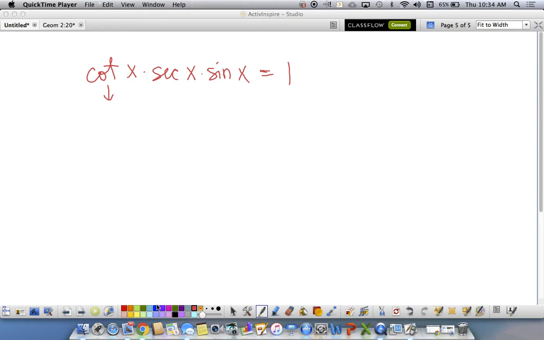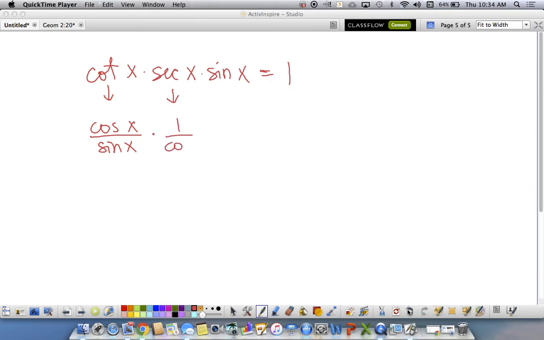So cotangent theta. What did you have? What did you write it in terms of? Cosine theta, or x, over sine x. That's your cotangent. What about secant?